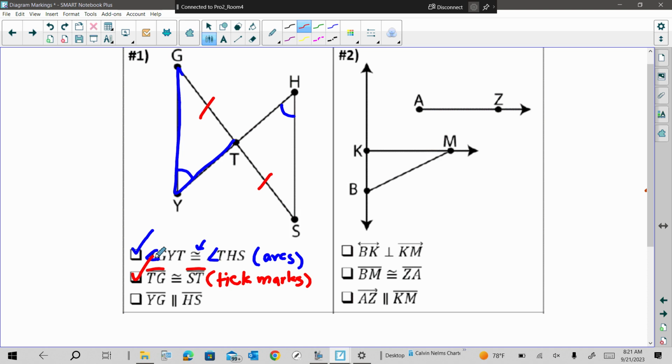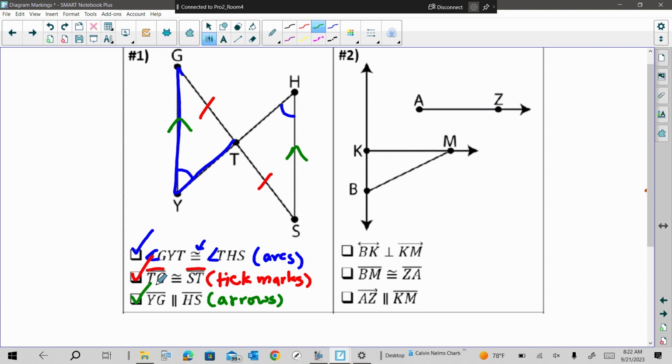And then our last one, what is this symbol again indicating? Parallel, right? So what do we need? Arrows. There we go. Good. All right. So from Y to G, that's this vertical line right here. I'm going to put an arrow on that line. A diagram could have multiple markings. I could have an arrow and a tick mark. That's fine. And then HS, it would also have the arrow. And then that takes care of that.